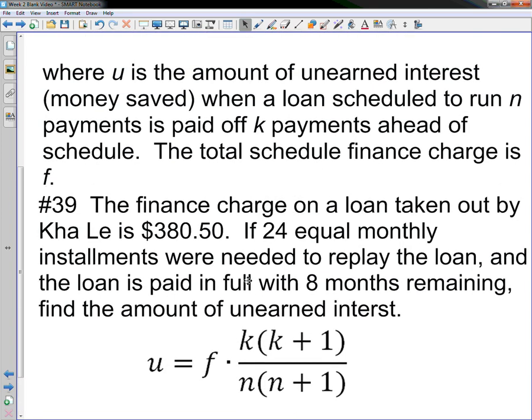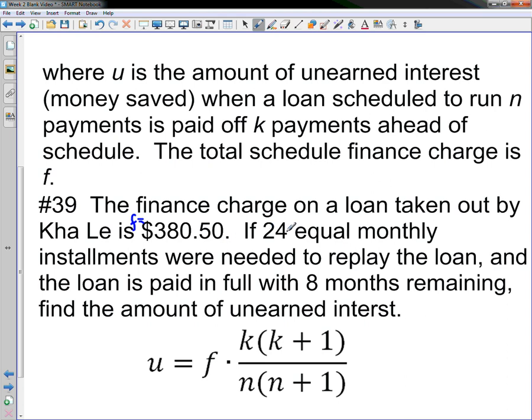Okay, so it tells us that the finance charges on a loan taken out by Kali is $380.50. So this is the total finance charges. So the total scheduled finance charges is F. So that's going to be our F variable. So we may want to try to label that.